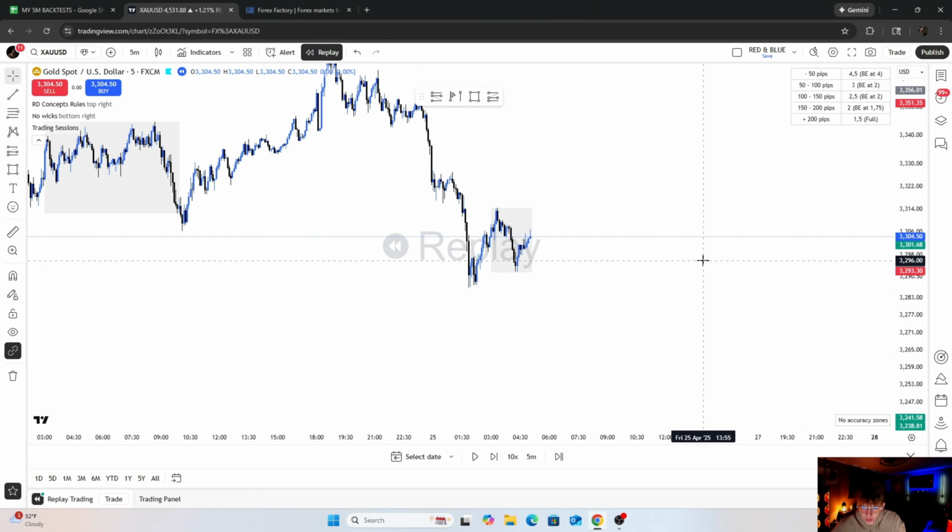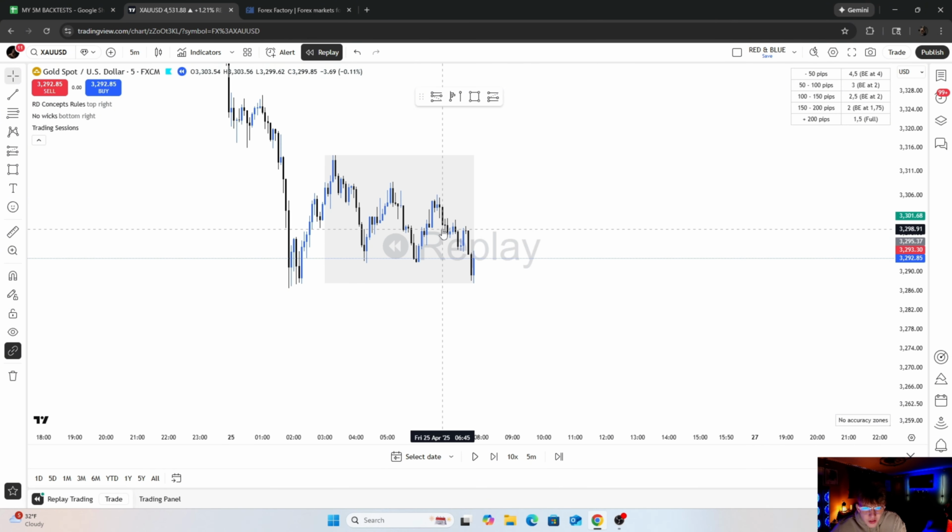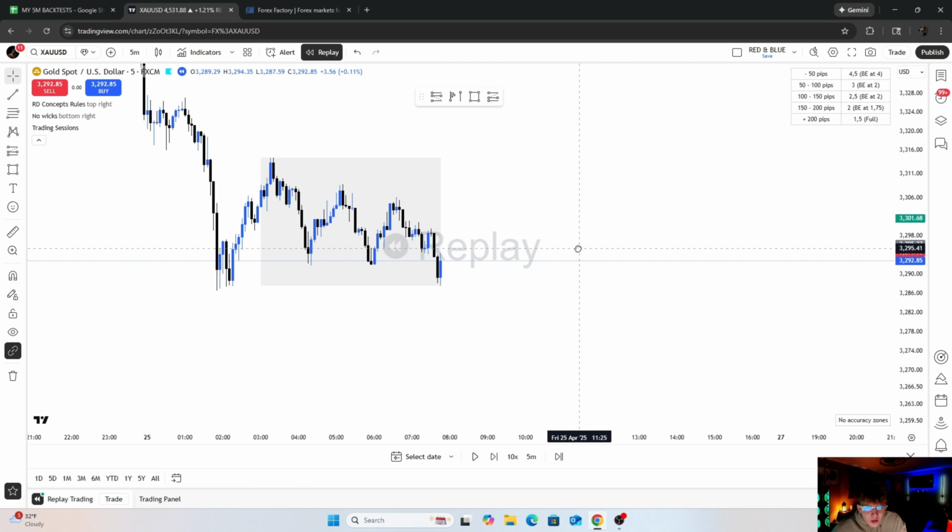We'll see if it would have won or not. Might have kept you in right there. I think it just lost. Yeah, that would have lost definitely. 1 to 4 would have been probably somewhere up in there. We do have a supply zone right here, so we'll see what we get here.